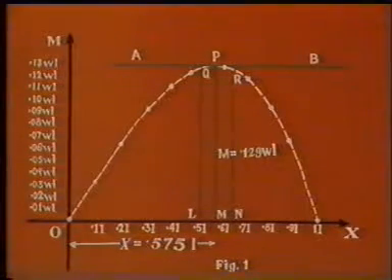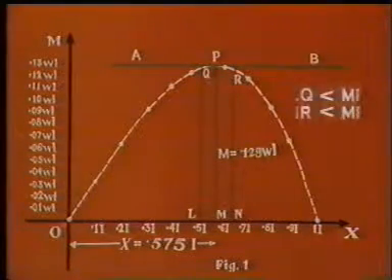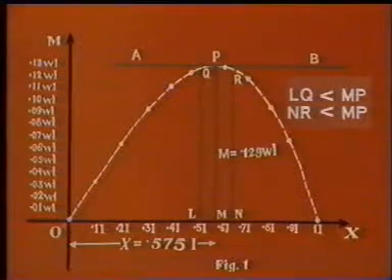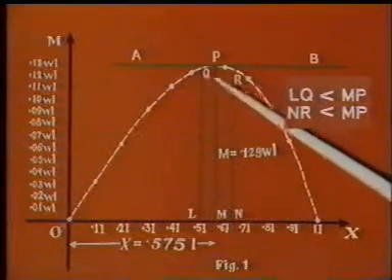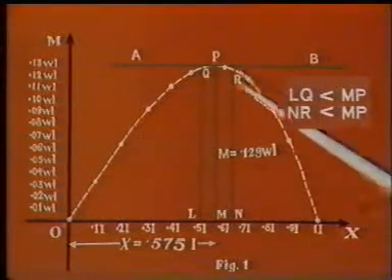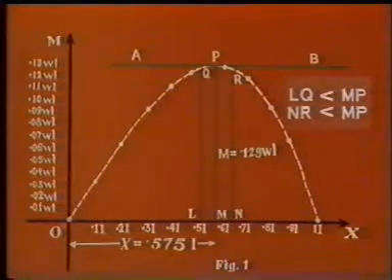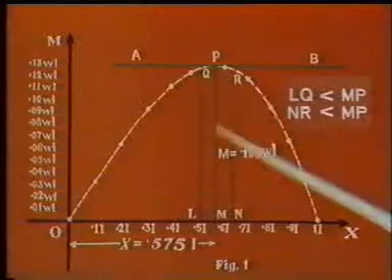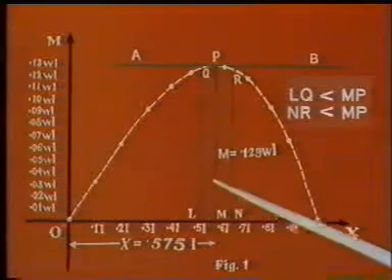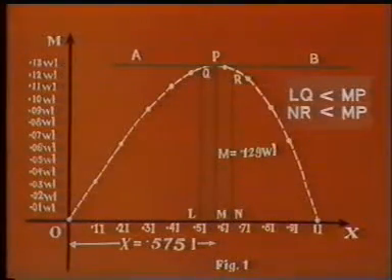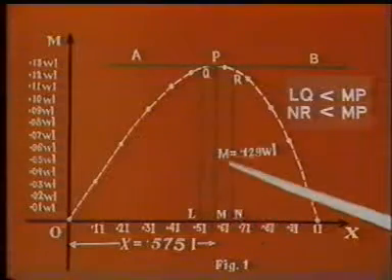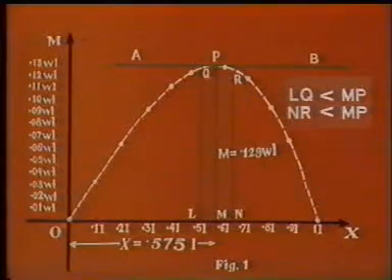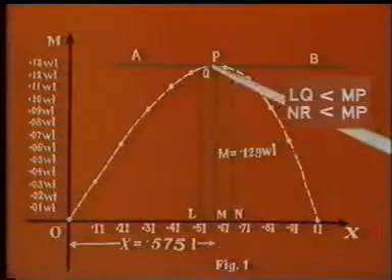The bending moment at P is maximum because on either side of P, that is in the neighborhood of P, the bending moment is less than its value at P. You can see from the figure that the bending moment LQ on the left of P is less than MP. Similarly, the bending moment NR on the right of P is less than MP.